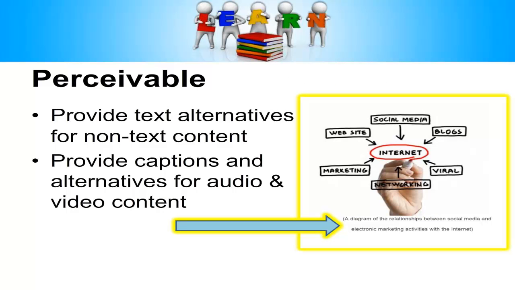The perceivable guideline requires that information and user interface components must be presentable to users in ways they can perceive. For example, providing text alternatives for non-text content such as images, charts, tables, and graphs. Screen reader programs cannot read images. They can only read text or the alternative text tags that a web designer or instructor associates with an image.